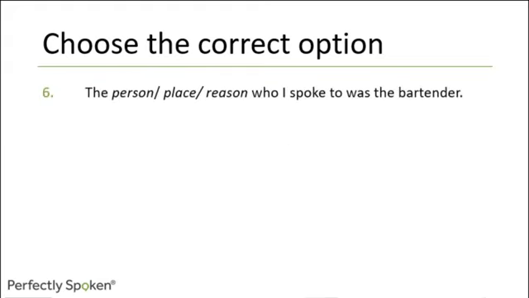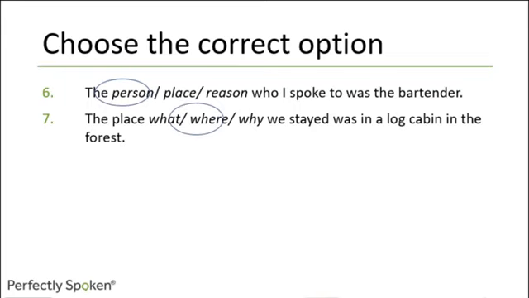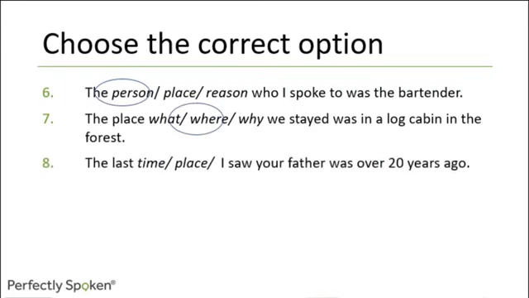So here's some more examples. The next one is the person, place, or reason who I spoke to was the bartender. The person, place, or reason. And the answer is the person who I spoke to was the bartender. Next one. The place, what, where, or why we stayed was in a log cabin in the forest. The place where we stayed. Next one. The last time or the last place I saw your father was over 20 years ago. The last time.